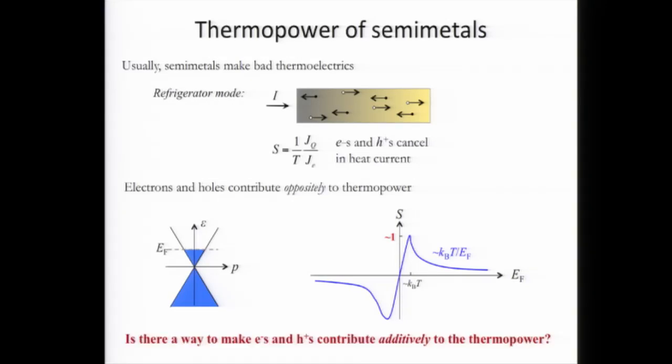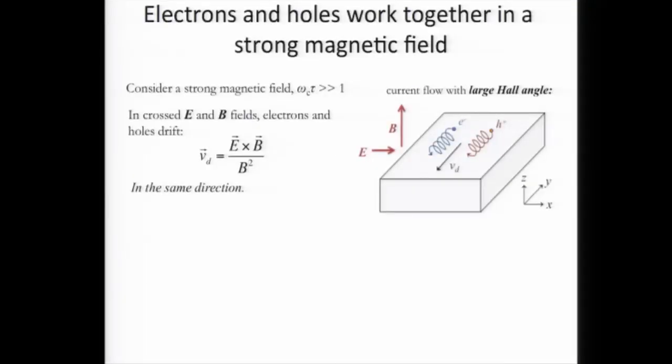All right, so the point is that if you want to do something better than just having electrons and holes cancel each other, you need to find a way to make electrons and holes work together, to make them contribute additively to the thermopower. And this is where the first important idea comes in. And that idea is that you can make electrons and holes move in the same direction if they're under the influence of a strong magnetic field. So in particular, imagine that I have this material and I apply a very strong magnetic field, strong meaning that the carriers complete many cyclotron orbits before scattering off of some impurity.